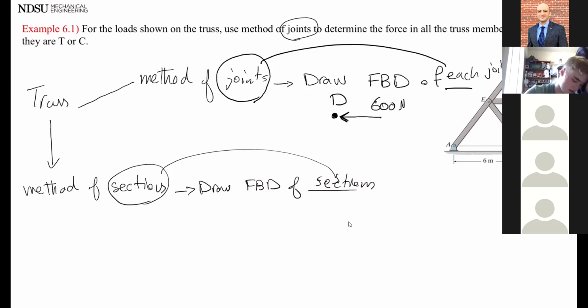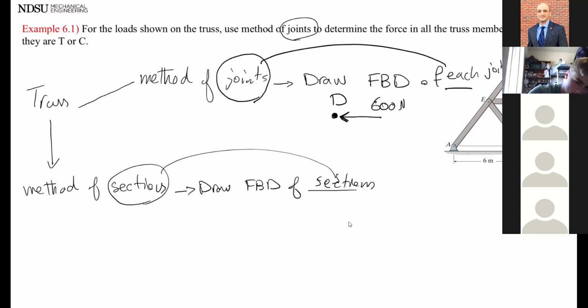Every time the force is pointing to a pin or pointing to a member, it is pushing on the member, it's pressing on the member, it's trying to shorten the member, compress the member, it's in compression, okay? Every time it's going away from it, it's going to be tension. All right, step 3 is reactive forces.